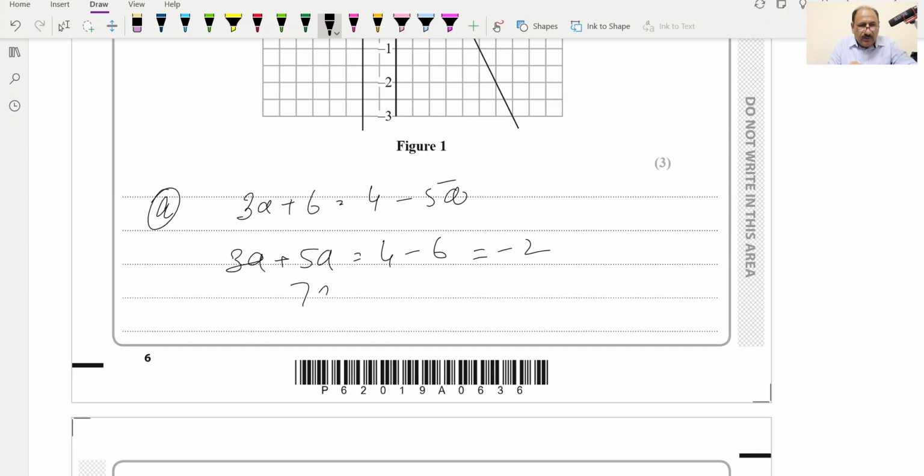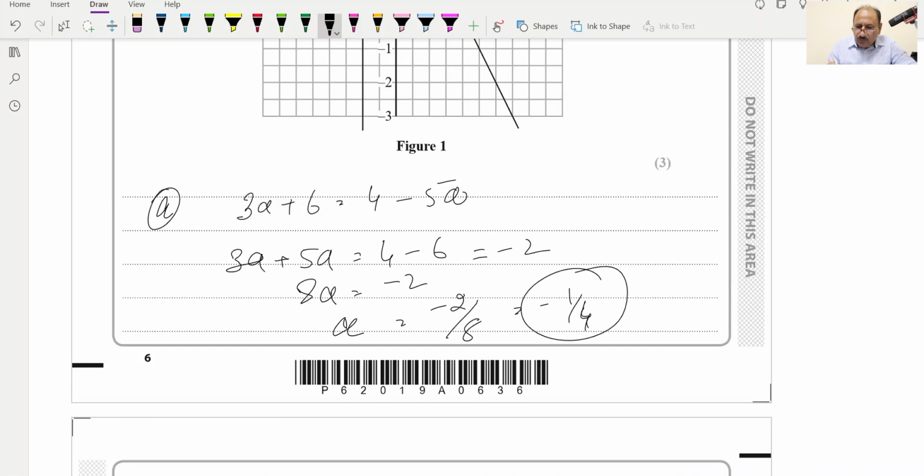So it should be 8 basically. 8a is equal to minus 2. So a will be equal to minus 2 over 8, which is equal to minus 1 by 4.